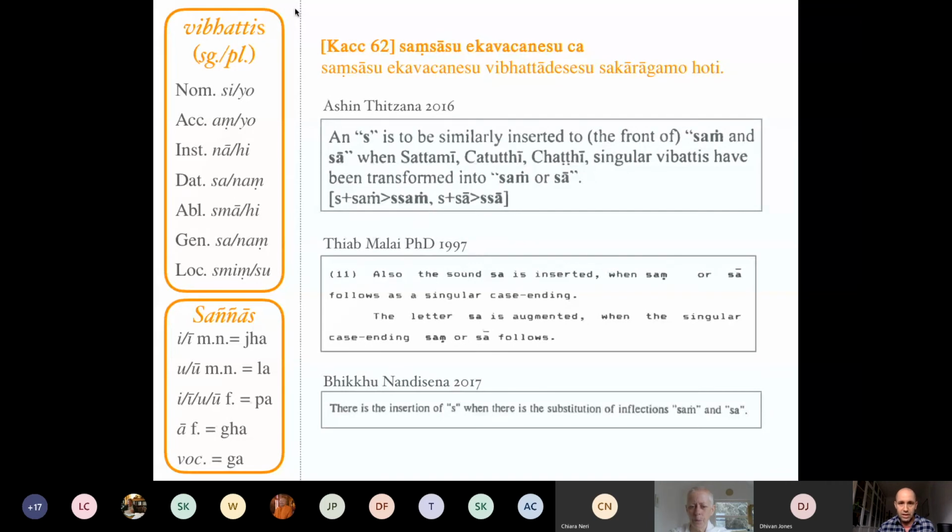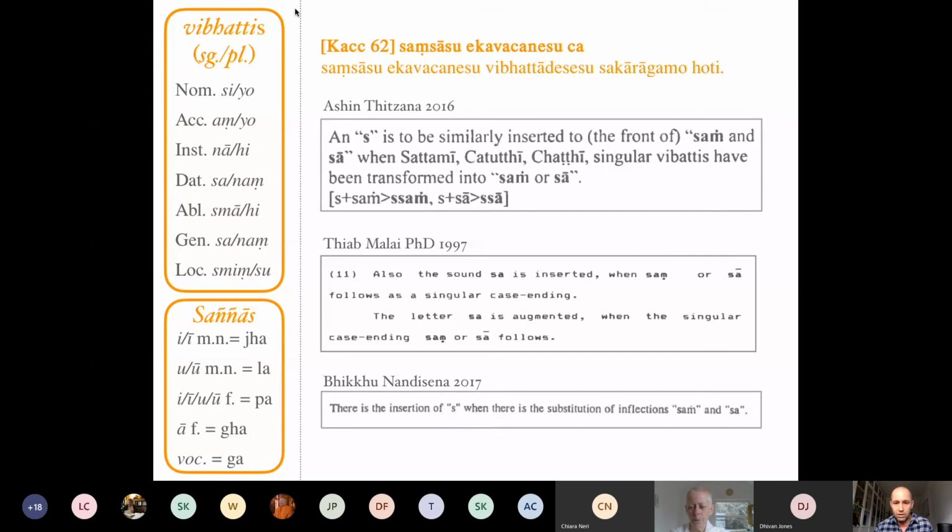So you can see that they are translating exactly the same text, but you can see the differences in the English. And then yet another one, Bhikkhu Ñāṇadassana, always a little bit more concise. There is the insertion of s, the sound s, when there is the substitution of inflections sam and sa. Actually, here you have to read long sā. But these are three different ways of saying it.